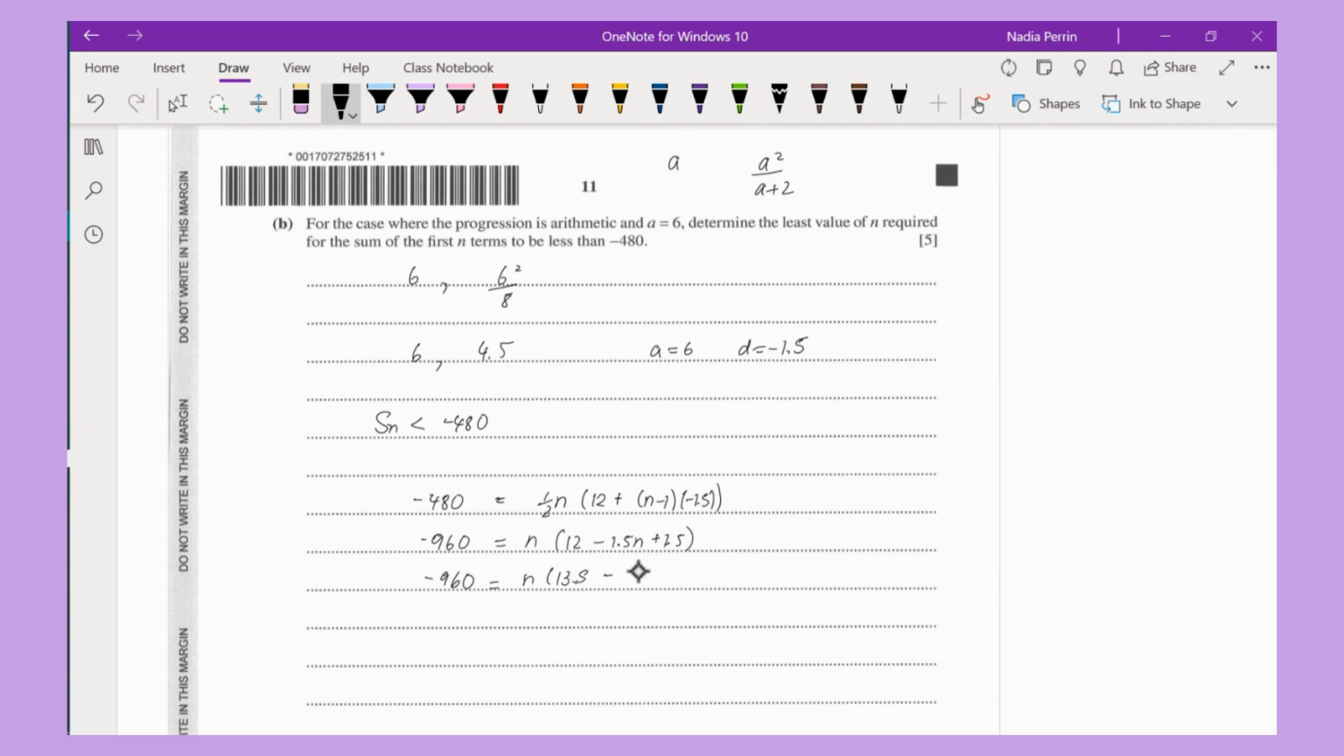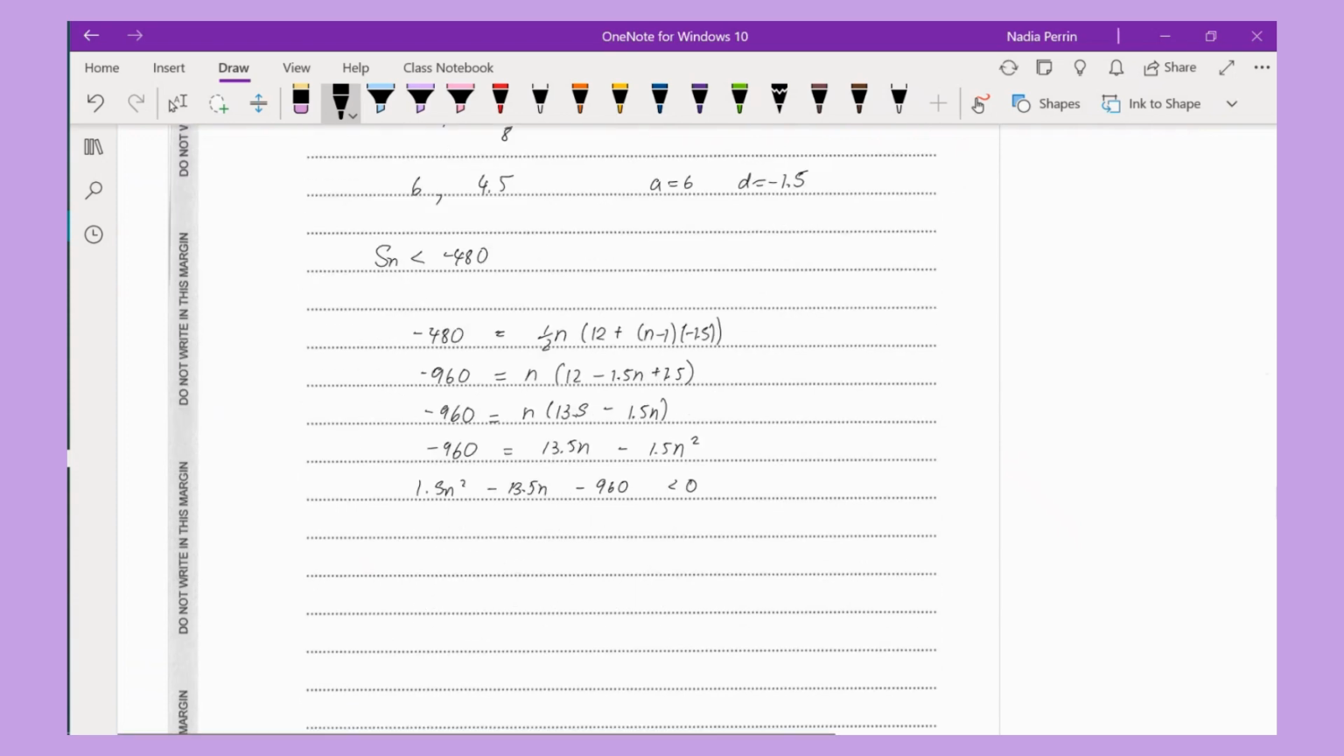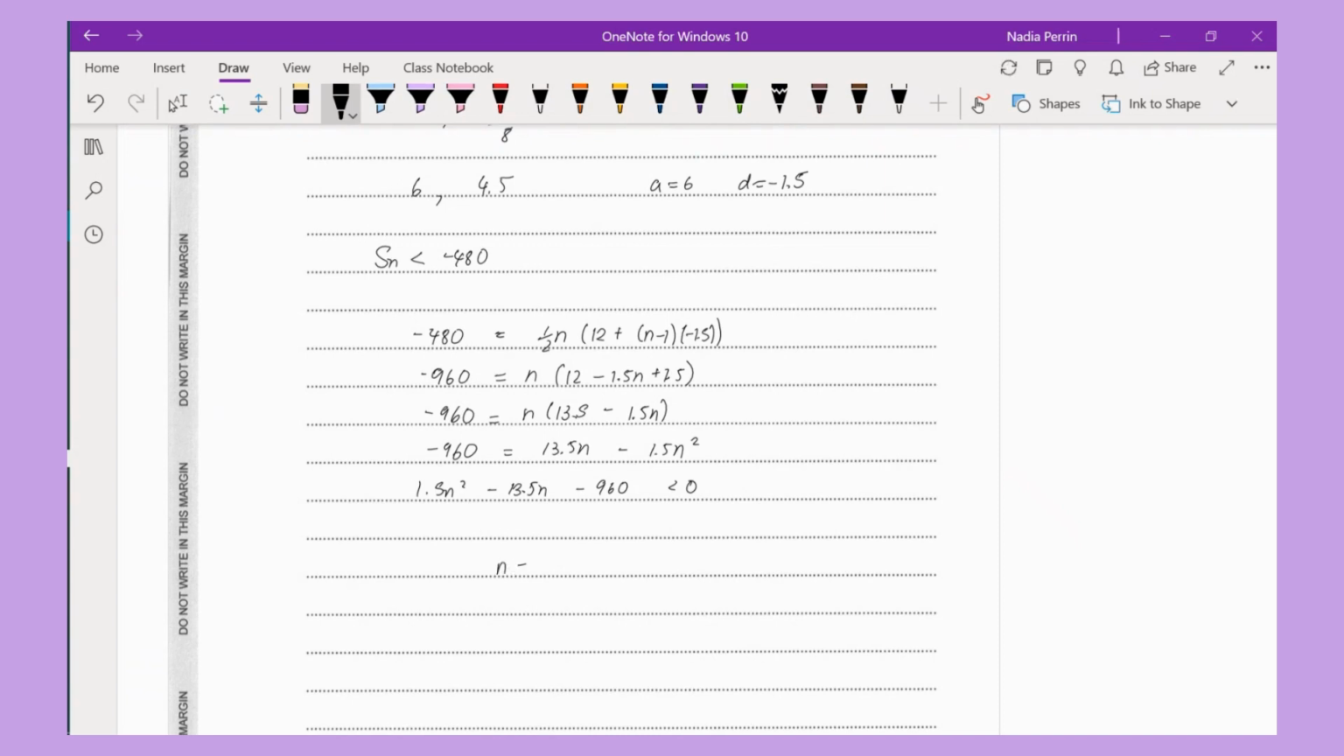And then expanding that out, we get 13.5n minus 1.5n squared, and moving them all over, I put them onto the left-hand side to make it positive. Chucking that onto a calculator, there was only one positive answer, which was 30.2. So we're going to say that the first time that could possibly be is 31.